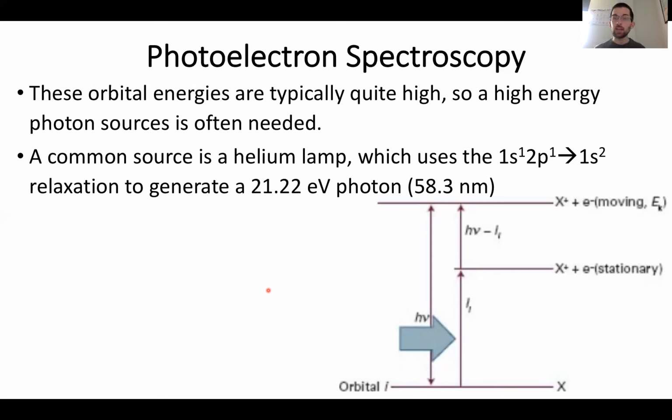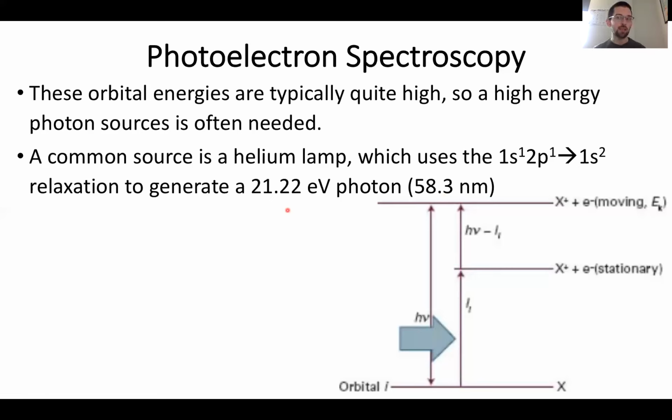Which means that if I use electricity to excite helium to the 1s1, 2p1 state, then it's going to want to very quickly fall back down to the ground state. And it turns out that that relaxation has a very characteristic wavelength of about 58 nanometers. This also turns out to be the equivalent of over 21 electron volts. This is plenty of energy to kick out most valence electrons.